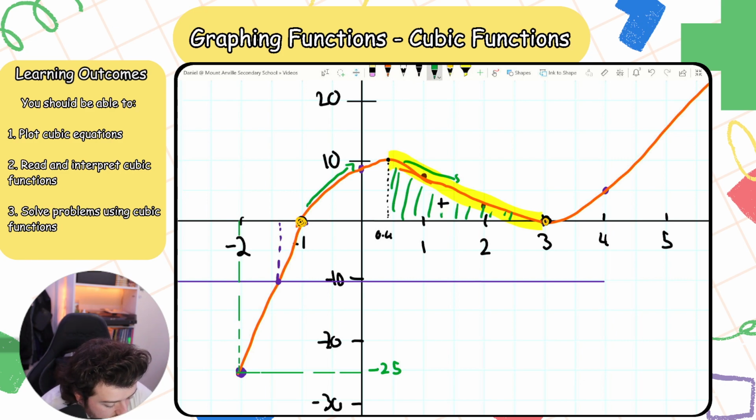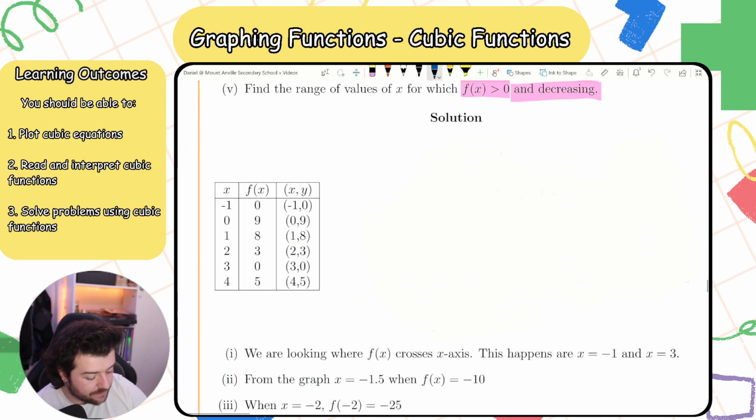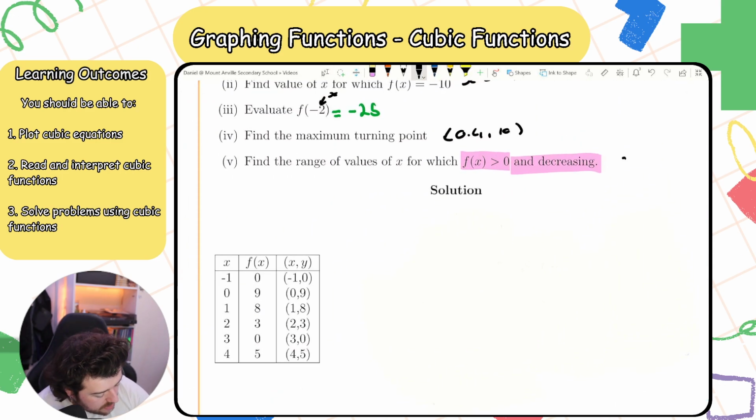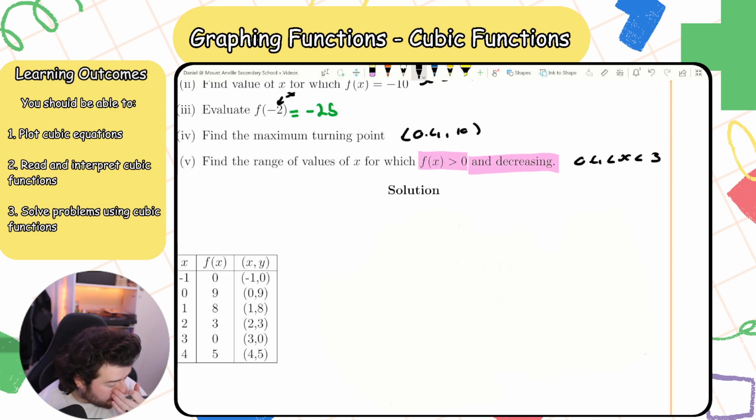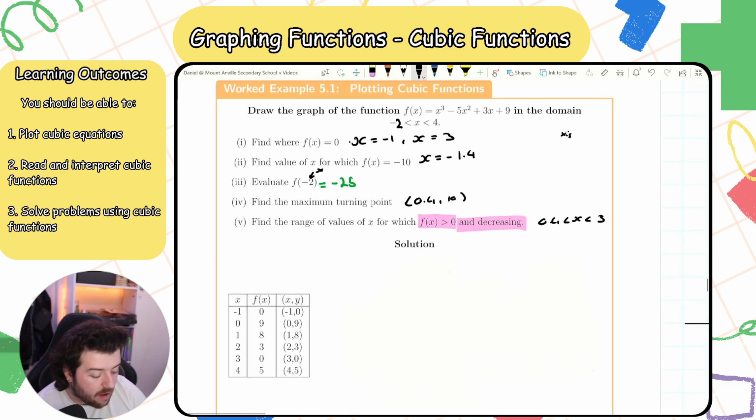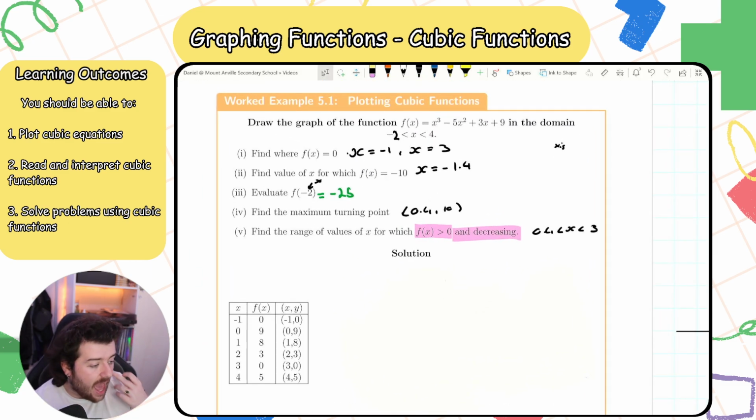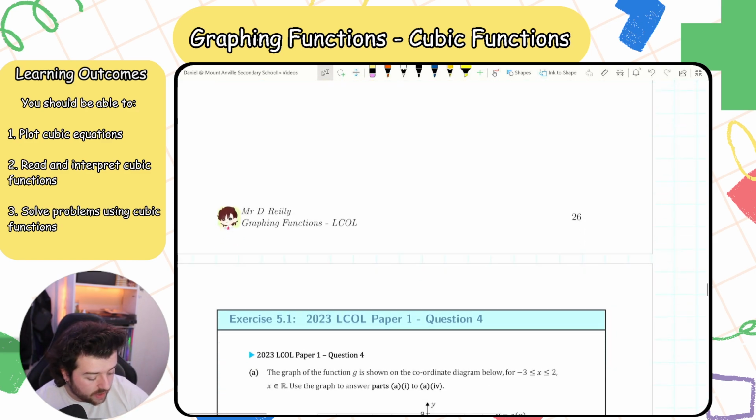So between this point and this point, when x is greater than 0.4, but x is less than 3, my function is above the x-axis, or positive, and decreasing. So 0.4 is less than x, which is less than 3. Again, you do have a margin of error when you're plotting and working with graphs, okay? Because no one can be perfect drawing them, so you are given a margin of error to work with.